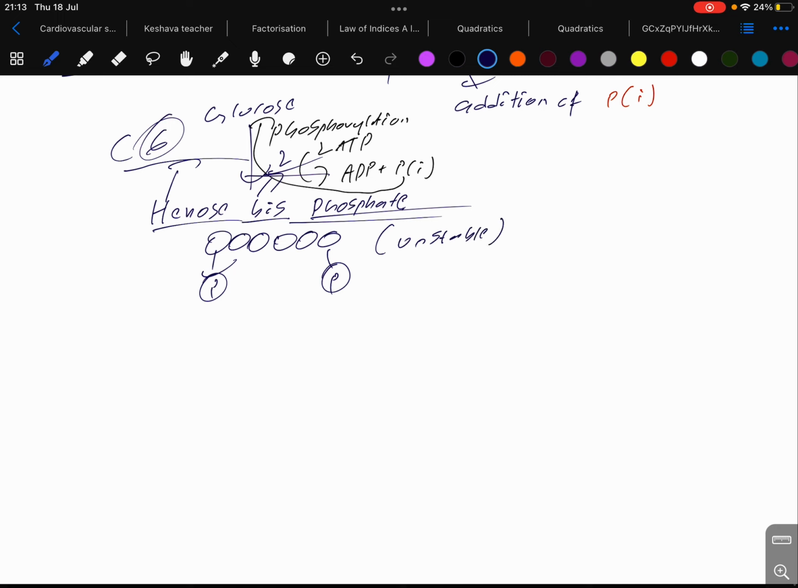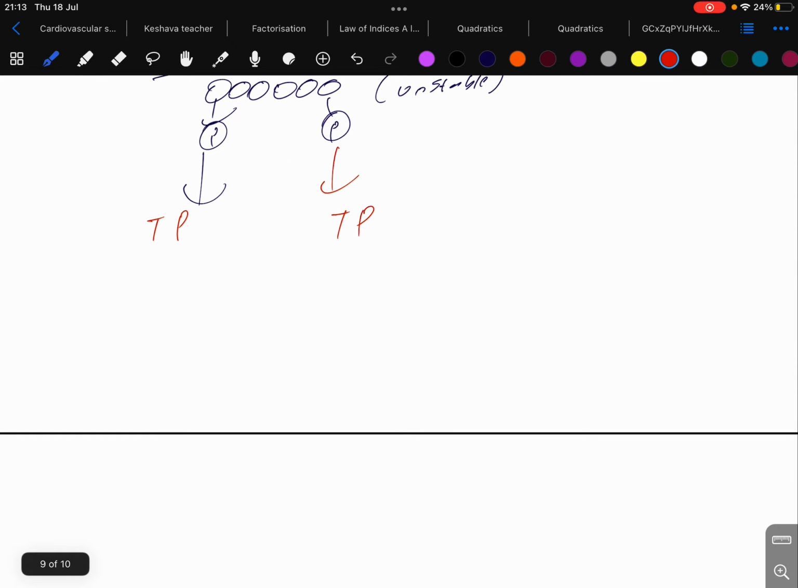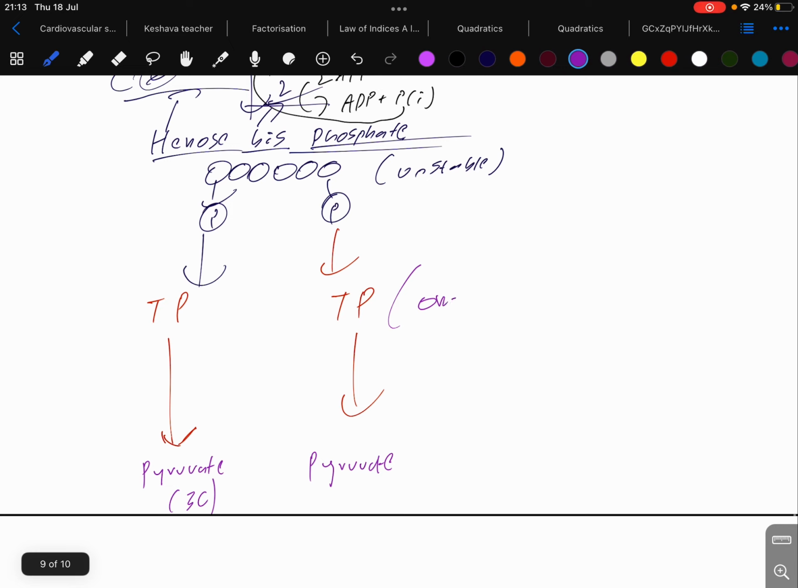So it actually splits down into triose phosphate. 2 triose phosphate molecules, actually. And these triose phosphate molecules are oxidized to form pyruvate. It's a 3-carbon molecule. Once again, the triose phosphate molecules here are oxidized to form pyruvate.